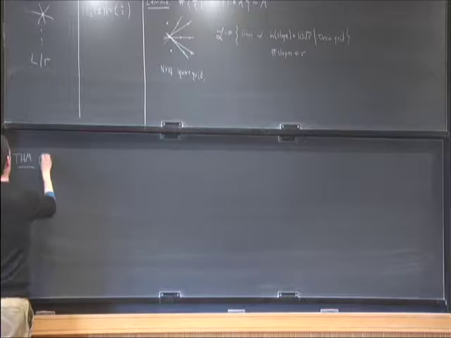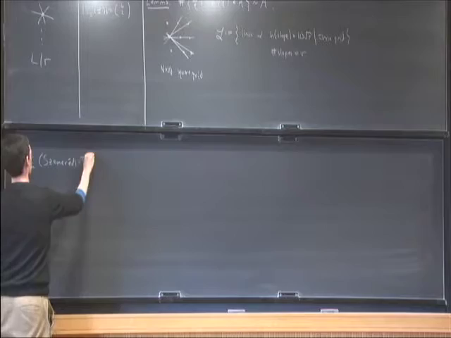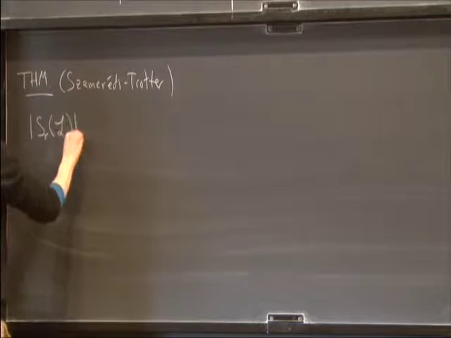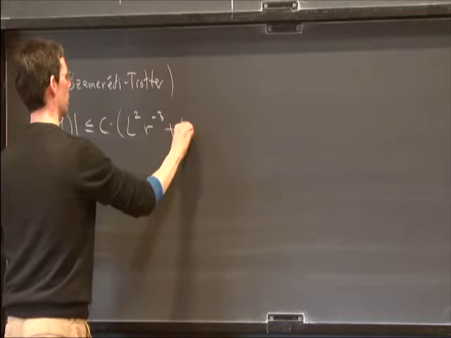So this question was solved by Szemerédi and Trotter in the early 80s. The answer numerically is that the number of R-rich points is at most a constant times L squared R to the minus 3 plus L R inverse. And what it says morally is that these examples are sharp.